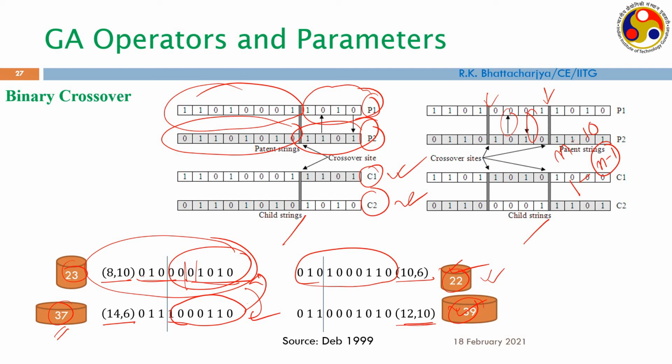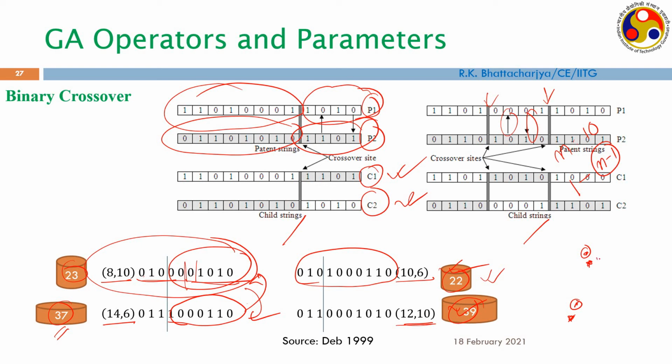This is one of the characteristics of crossover: you are trying to create a solution near the parents. Suppose this is your parent 1 and this is your parent 2. You are creating a solution near to the parent, so this is a new solution and this is also a new solution. That means crossover is doing local search. It is just searching near the existing solution, near the parent solution.